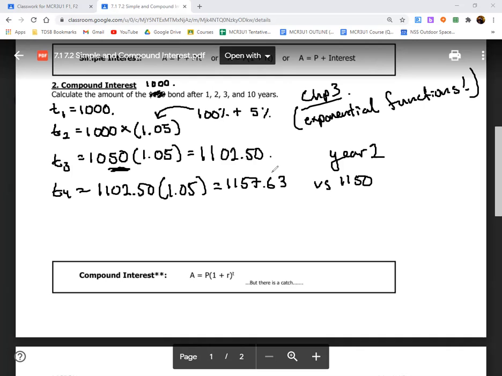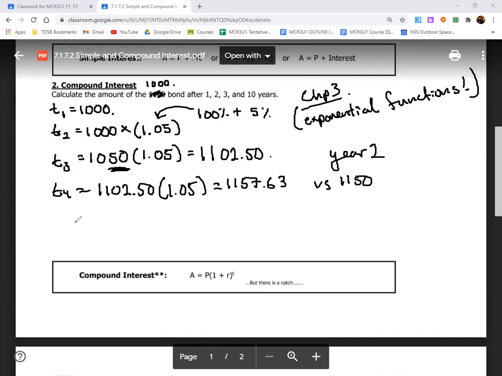Where did that come from? Well, you made 5% on the 50, right? You made 5% on the 50, and then you made 5% on the 5% on the 50. Wow, that's complicated. But you're basically snowballing.